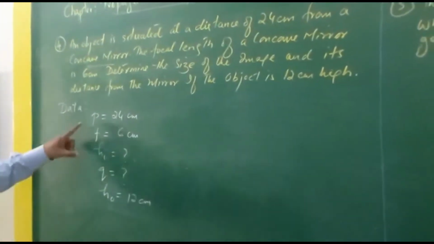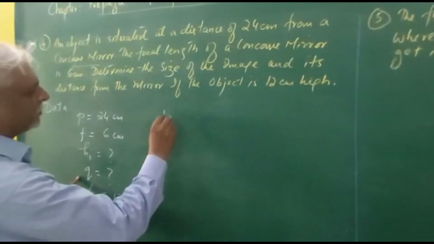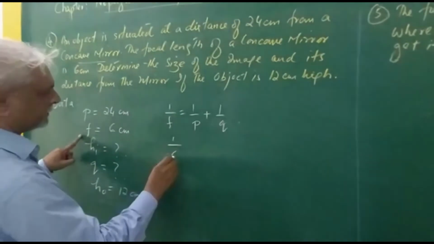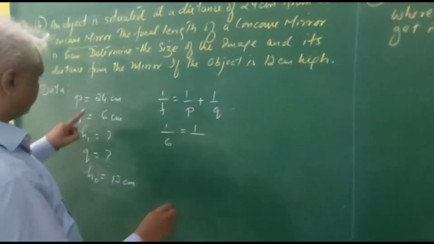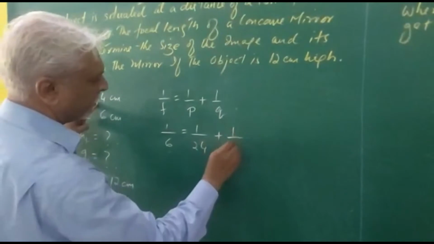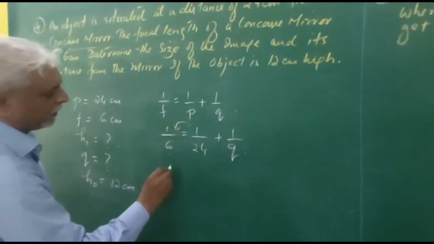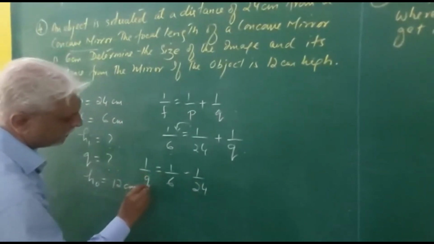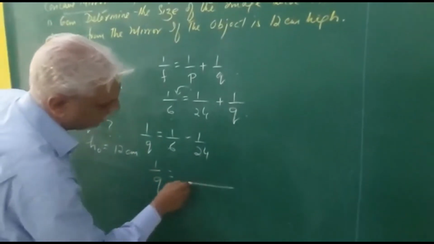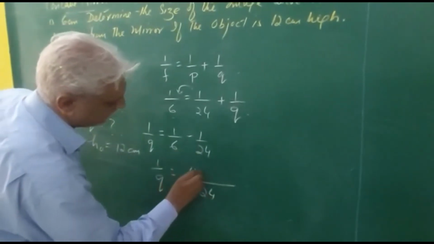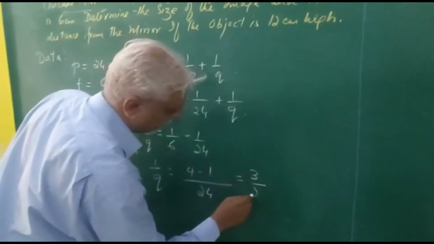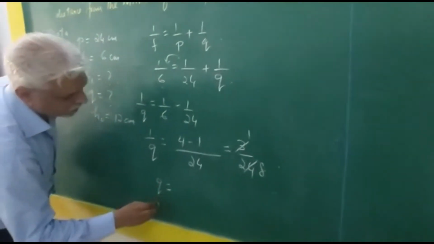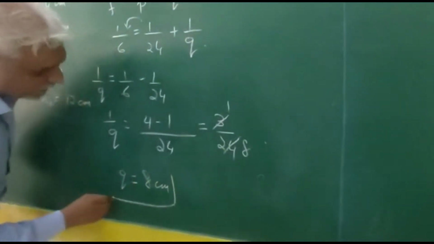So let's apply the formula to find q. 1 upon f is equal to 1 upon p plus 1 upon q. The focal length is 6, object distance is 24, plus 1 upon q. So you move this over here: 1 upon 6 minus 1 upon 24 will give you 1 upon q. Your LCM is 24. 6 4s are 24, minus 1, which will give you 3 upon 24. 3 1s are 3, 3 8s are 24. So q, the image distance, is equal to 8 centimeter.